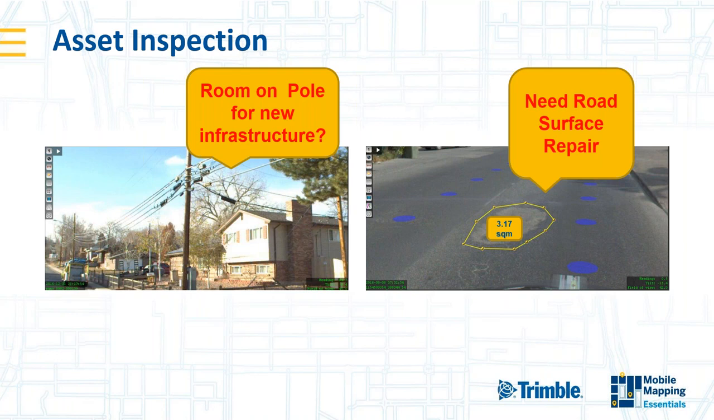And then, as I mentioned, you can also do asset inspection, and this could be, as I mentioned earlier, doing things like looking at posts and trying to make an assessment, is there room on this pole for my new infrastructure? Or it could be a simple inspection of the road surface and identifying areas of the road that are subject to cracking or potholes. Very simple to do that with the MX7.